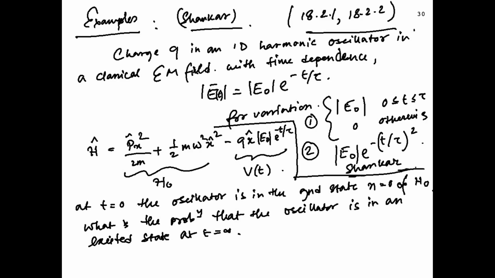Okay, now let's do an example to understand how these things come into place. This example is given as an exercise, or maybe partly solved, in the book of Shankar in 18.2.1 and 18.2.2. It's a very simple problem which you can do just by plug and play. Just plug in the formulas which you have derived, extract the results, and try to physically make sense of what is happening here. So what is the problem?